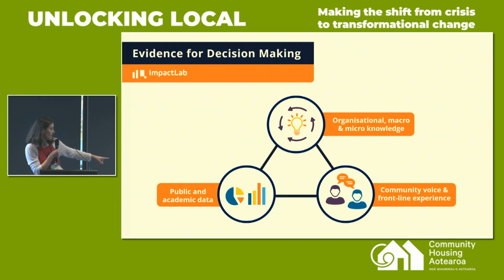And then the final set of data we link in is public and academic data. So the public data is about looking at particularly information about how people journey through government services. And then what are the income and government cost impacts of doing a good job with the housing.